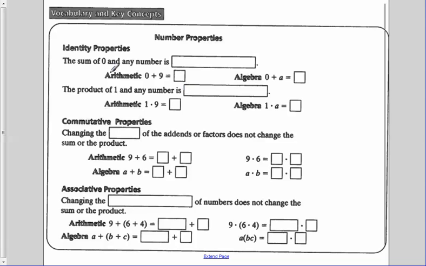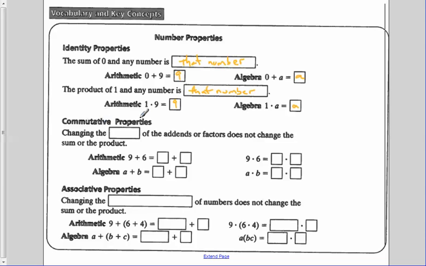So the identity property. The identity property is the sum of 0 and any number is that number. And so when we look at it in arithmetic using numbers, 0 plus 9 is 9. But if we used it in algebraic, 0 plus a, our variable, is just going to be a. And the identity property for multiplication, the product of 1 and any number, is that number. We didn't change the identity of the number we're working with. So 1 times 9 is 9, and 1 times a is a.